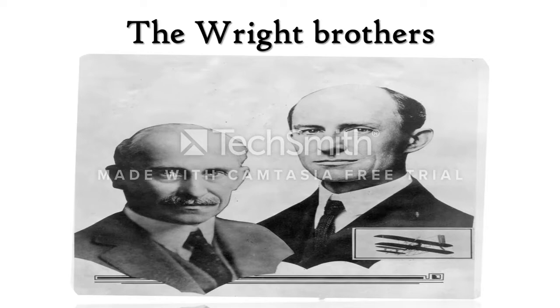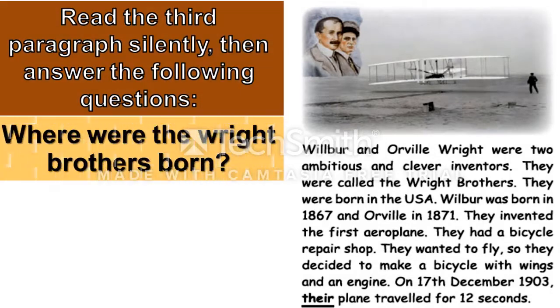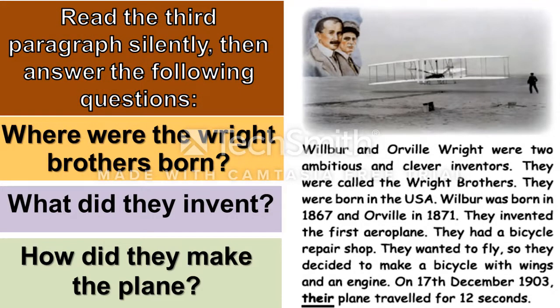Another scientist: the Wright brothers. Let's learn some information about them. Wilbur and Orville Wright were two ambitious and clever inventors. They were called the Wright brothers. They were born in the USA. Wilbur was born in 1867 and Orville in 1871. They invented the first airplane. They had a bicycle repair shop. They wanted to fly, so they decided to make a bicycle with wings and an engine. On 17th December 1903, the airplane traveled for 12 seconds.